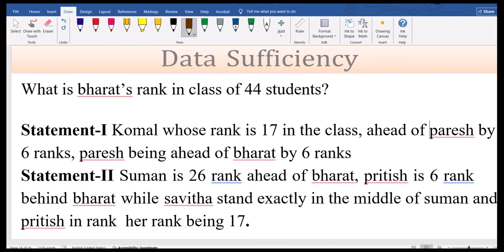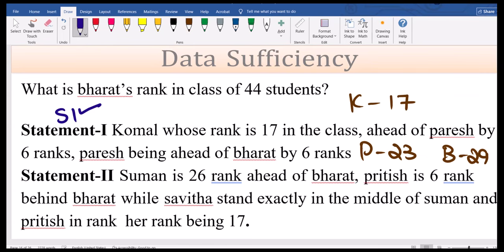We have 44 students in the class. Here, Komal is 17th rank. Komal is ahead of Paresh by 6 ranks, so Paresh will be 23. Then Paresh is ahead of Bharat by 6 ranks, so Bharat will be 29. I can find it. So Bharat's ranking we can obtain by statement 1 alone also. So 1 alone, fine. Next one, 2 alone. Don't leave the question with 1 alone, maybe 2 alone, because there is an option called either.